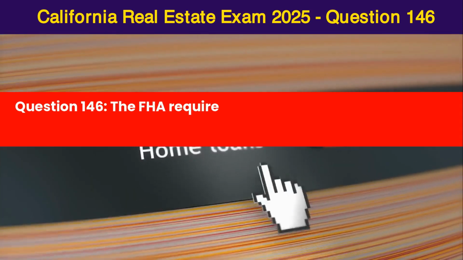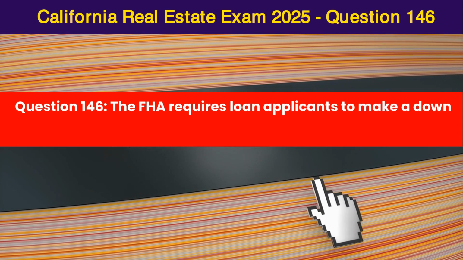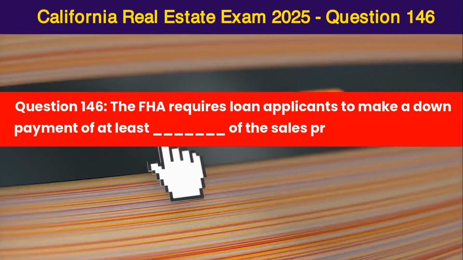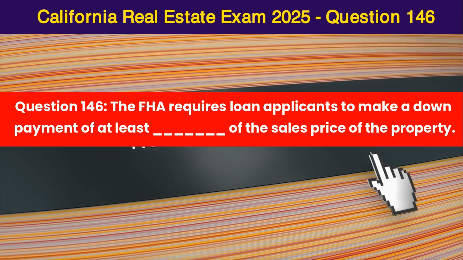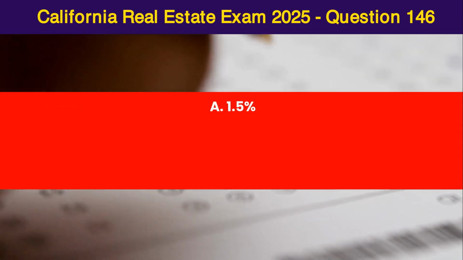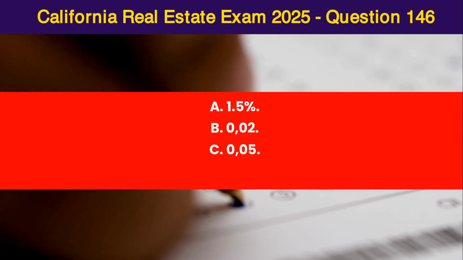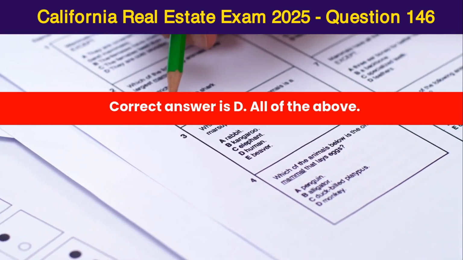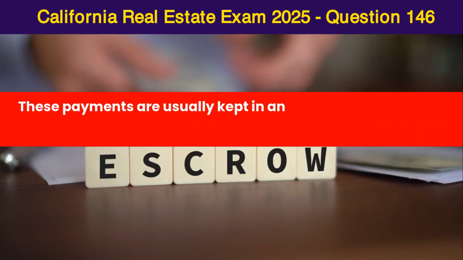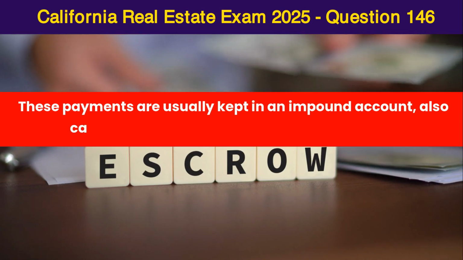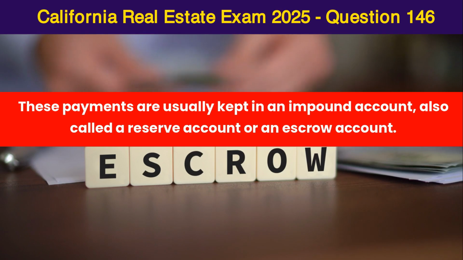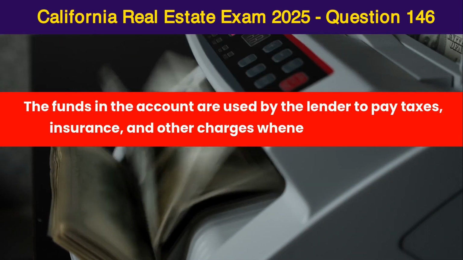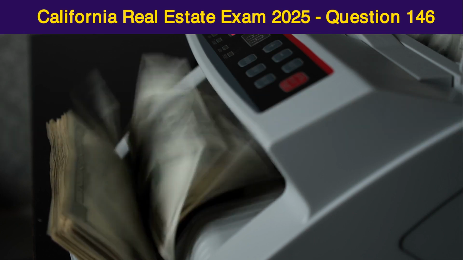Question 146. The FHA requires loan applicants to make a down payment of at least blank of the sales price of the property. A. 1.5%. B. 0.02. C. 0.05. D. None of the above. Correct answer is D. All of the above. These payments are usually kept in an impound account, also called a reserve account or an escrow account. The funds in the account are used by the lender to pay taxes, insurance, and other charges whenever they are due.